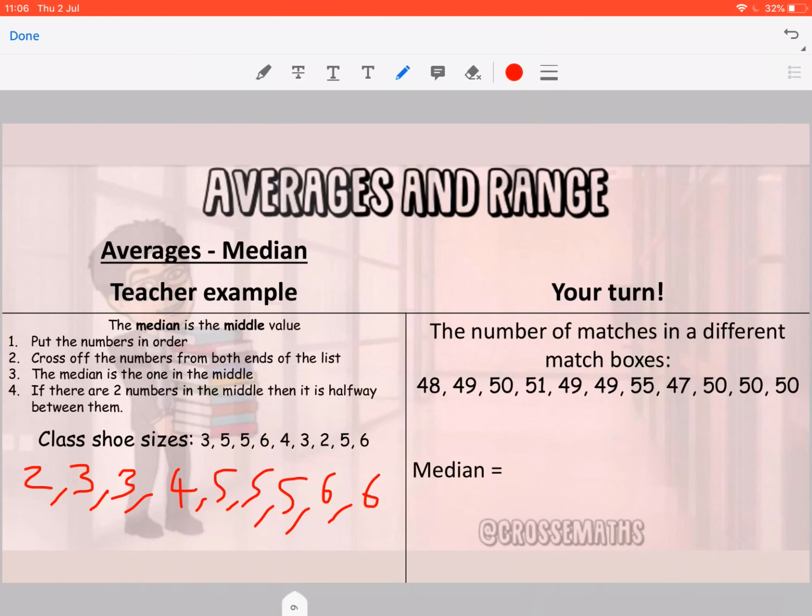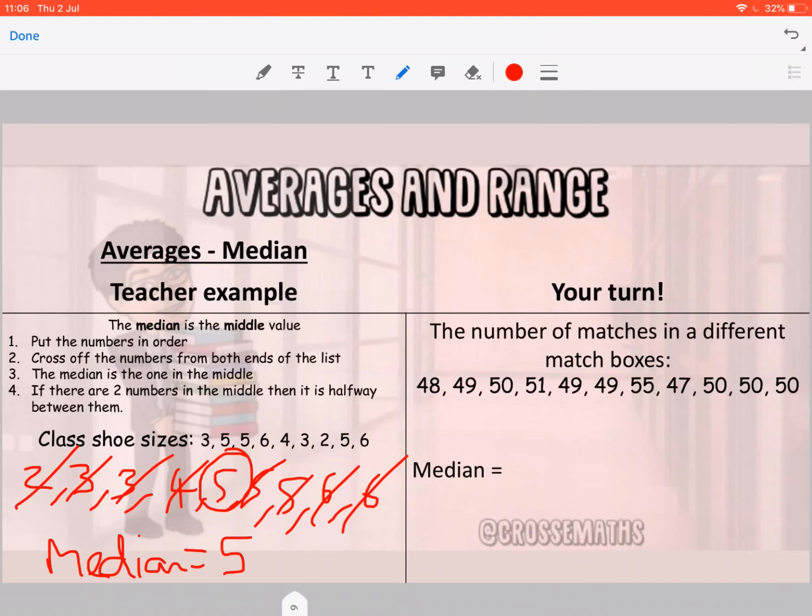What you do, you start from either side and you just cross them off. Cross off from either side until you're left with one number in the middle. The number in the middle of mine is the number 5. So my median is 5. Okay, really straightforward. What I'd like you to do is pause the video now, get that really clear example on the left written down, and have a go at the ones on the right hand side.